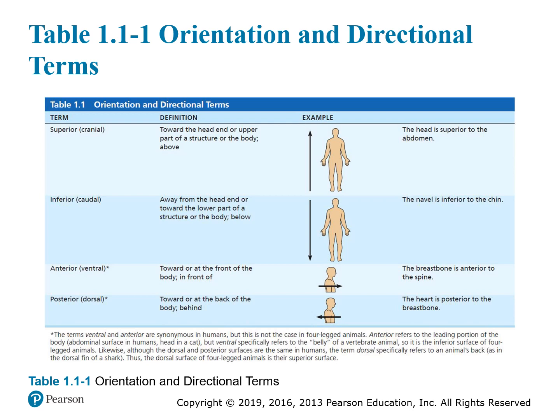On the other hand, inferior would be away from the head, towards the lower part, or even below something. So we would say that the navel is inferior to the chin in this instance. If something is anterior, it's towards the front of the body. If something is posterior, it's towards the back of the body. And so this also means in front of and behind. So we would say that the breastbone is anterior to the spine, while the heart is posterior to the breastbone.